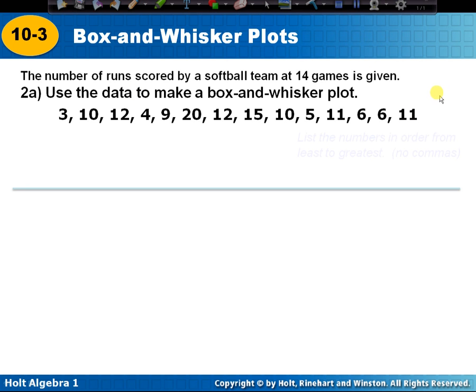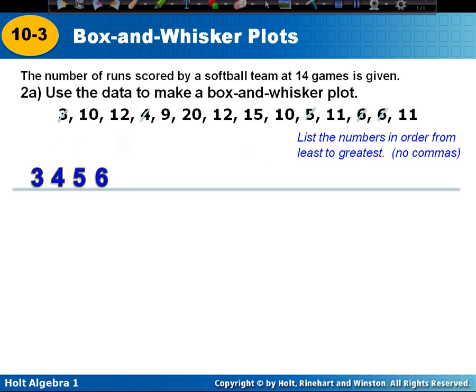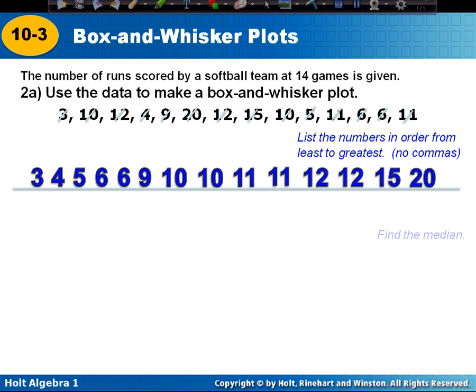So we're going to start out, our least point is going to be 3. So we're going to list 3. Then we have 4. Then 5. Then we have 2 6s. 1 9. 2 10s. 2 11s. 2 12s. 1 15. And 1 20. So make sure you have all of these numbers listed from least to greatest. You have 3, 4, 5, 6, 6, 9, 10, 10, 11, 11, 12, 12, 15, and 20. Let's count our numbers and see.